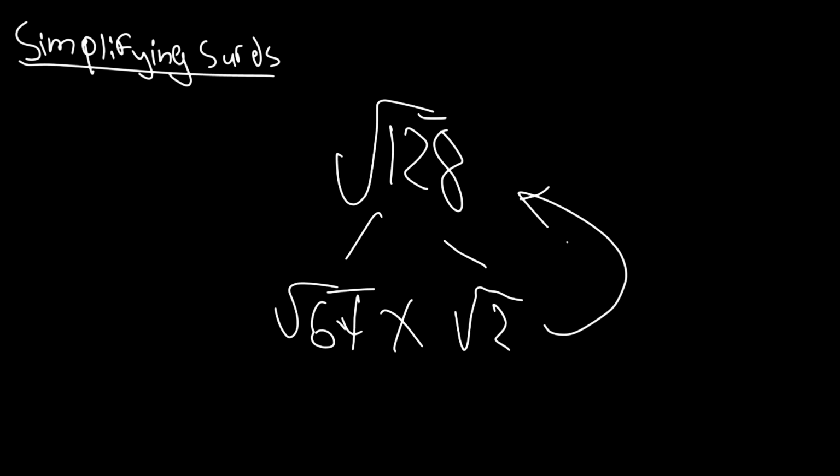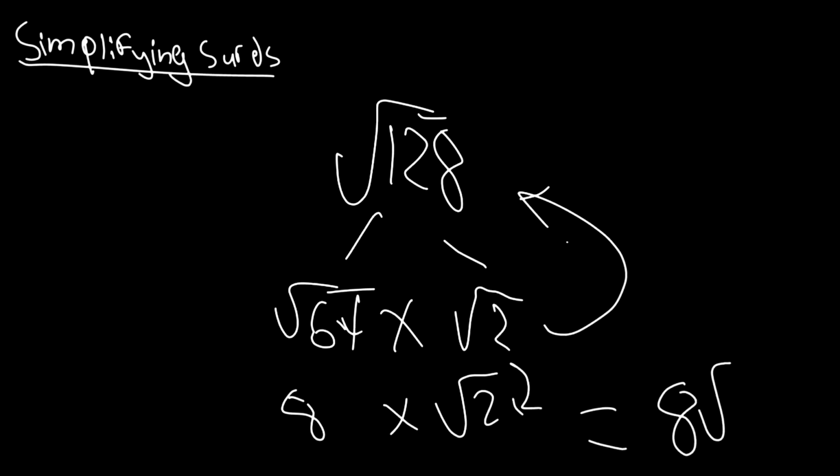Step 3. Change the root square number into the whole number. So root 64 is equal to 8. And then chuck the multiplication sign and the surd at the bottom and then merge them together. So 8 root 2 is the simplified form of root 128.